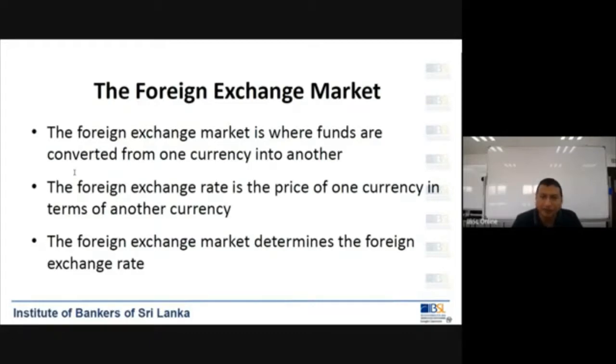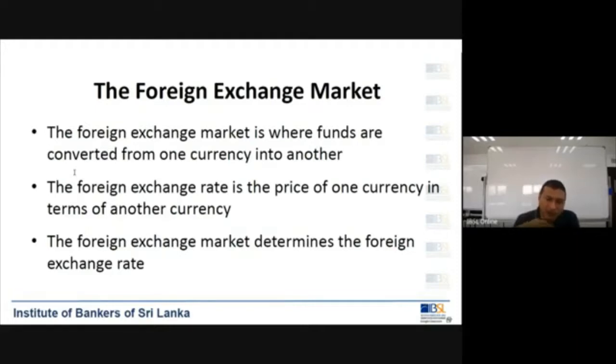Interestingly, the foreign exchange market is where one currency is traded for, if not converted to, another. You are basically exchanging currencies. And like the interest rate, the foreign exchange rate is the price of one currency in terms of another currency. You express one US dollar in terms of how many Sri Lankan rupee units. So you express the price of the US dollar in terms of another currency. So it is the price that you are again discussing.